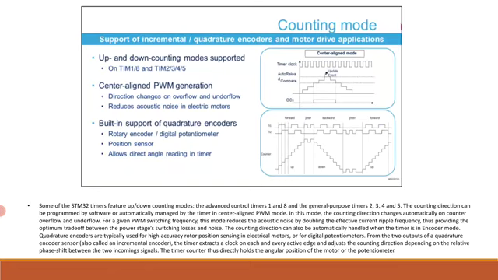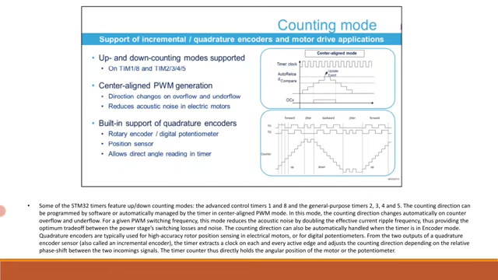In this mode, the counting direction changes automatically on counter overflow and underflow. For a given PWM switching frequency, this mode reduces the acoustic noise by doubling the effective current ripple frequency, thus providing the optimum trade-off between the power stages' switching losses and noise. The counting direction can be automatically handled when the timer is in encoder mode.